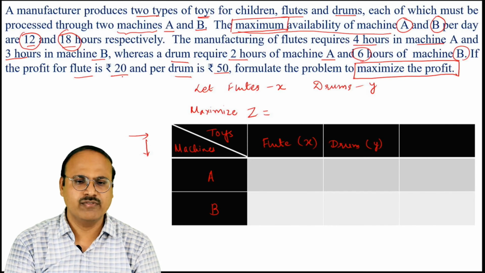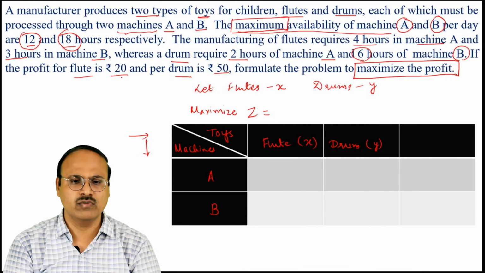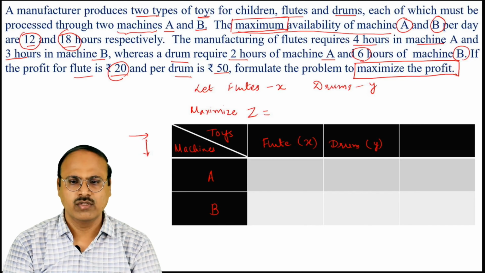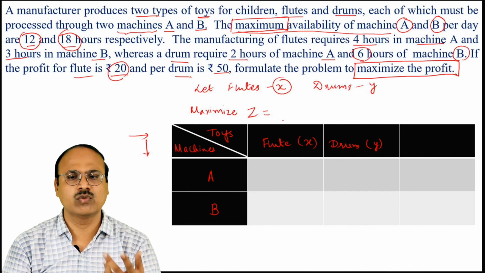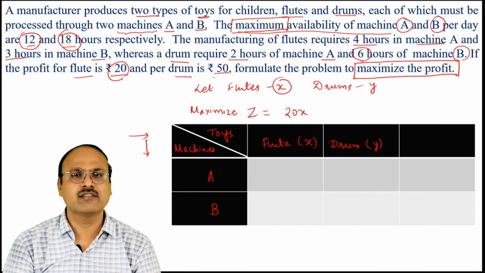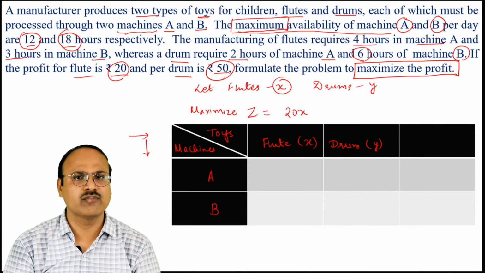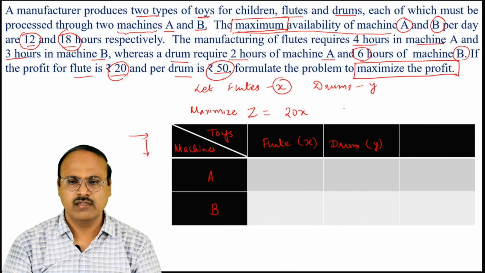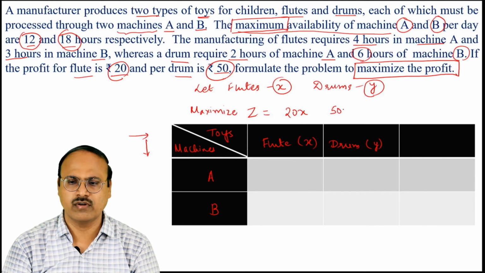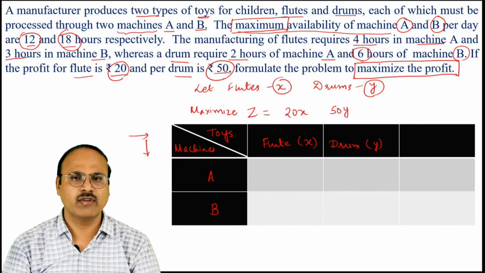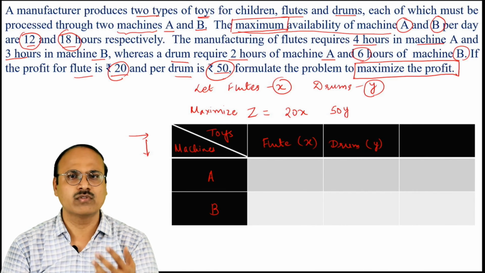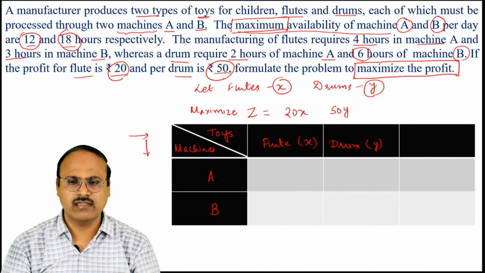The profit is that if you manufacture a flute and you sell it, you get 20 rupees of profit from one flute. So if there are X number of flutes, what is the total profit? 20X, right? If you manufacture one drum and sell it, you get 50 rupees of profit for one drum. So if you manufacture Y number of drums, what is the total profit for drums? 50Y. Say for example, you produce 2 drums, so 50 into 2, 100. If you produce 10 flutes, 20 into 10 is 200. So that is simple mathematics.